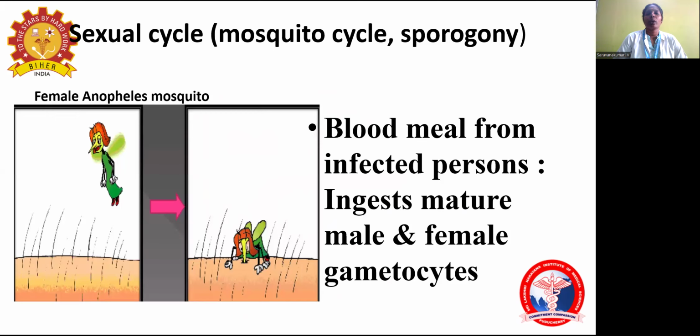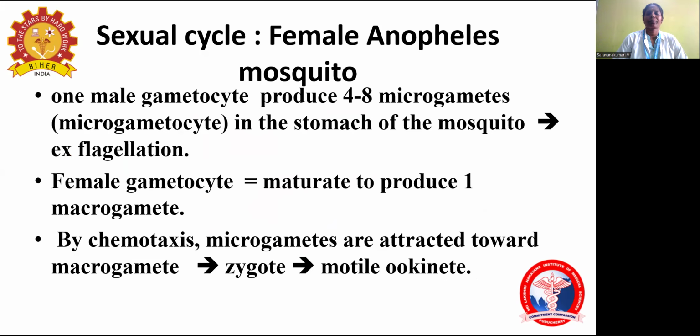Now we are moving on to the sexual cycle. The sexual cycle is otherwise called the mosquito cycle or sporogony. With a blood meal from the infected person, male and female gametocytes enter into the mosquito's stomach. One male gametocyte will produce 4 to 8 microgametes in the stomach of the mosquito by exflagellation, and a female gametocyte will mature to produce 1 macrogamete. These male and female gametes are attracted towards each other by chemotaxis, and there is a formation of the zygote. Once the zygote is formed, it matures to form an ookinete.